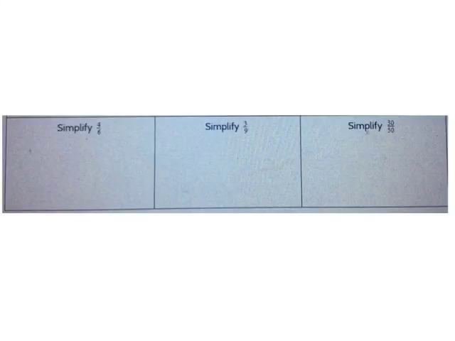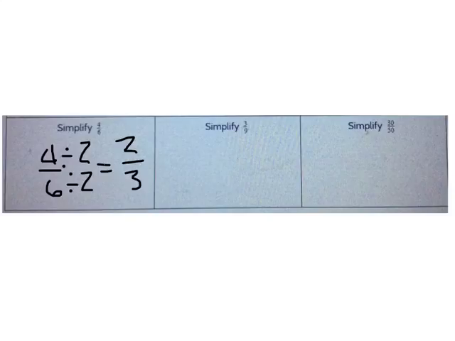Let's simplify 4 over 6. First, what's the greatest common factor of 4 and 6? What's the largest number that I can divide both by? It's 2. If I divide both 4 and 6 by 2, what's my new fraction in simplest form? It's 2/3.